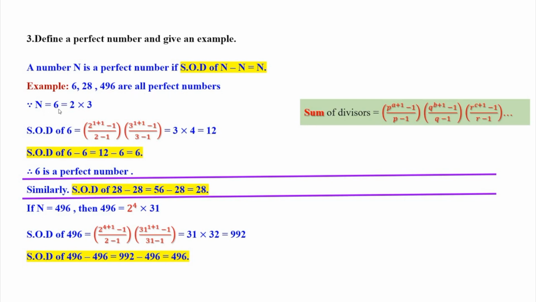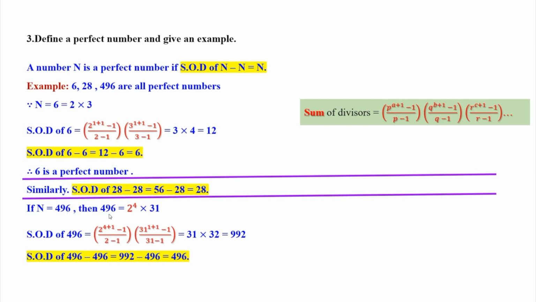If we consider n as 6, then it is 2 into 3. Sum of the divisors using the formula, if you find, we get it as 12. So the sum of divisors of 6 minus 6, namely 12 minus 6, gives us 6. And therefore 6 is a perfect number. In the same way for 28, the sum of the divisors of 28 is 56. Subtracting 28 from that, we get 28.